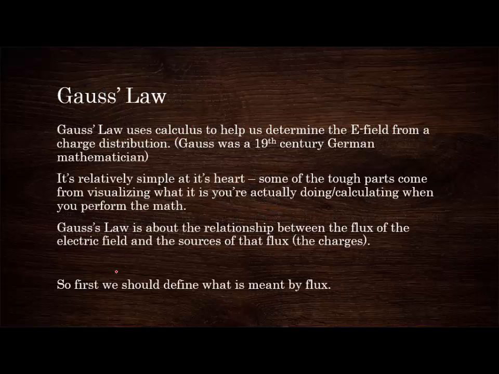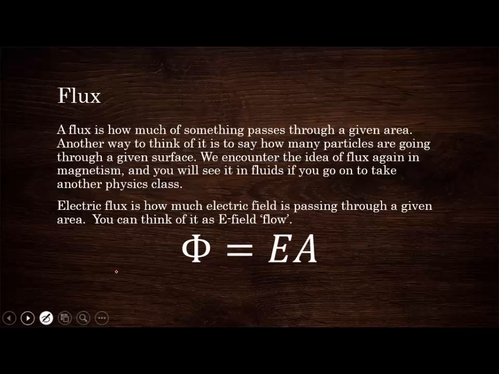Okay, so we're going to start talking about Gauss's law, and in order to talk about Gauss's law, we need to talk about flux. So let's talk about what flux means. Flux is flow. Essentially, it's how much of something is flowing through a particular area. And in this class, we're going to denote flux as this phi symbol. And so flux equals the electric field that is passing through a particular area. You can think of it like flow, electric field flow.